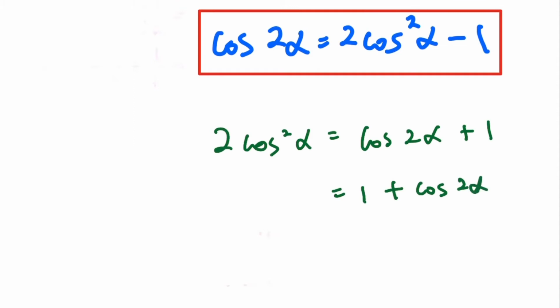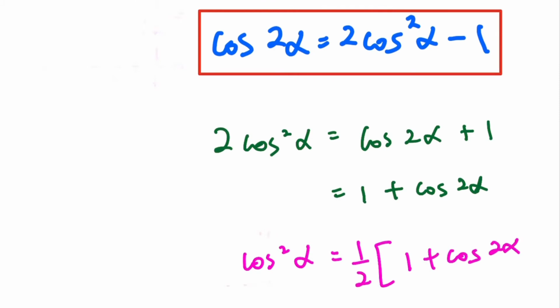So now let's divide both sides here with 2. So we will be left with cos squared alpha is equal to half 1 plus cos 2 alpha. So after this, if you have something with cos squared alpha, you can substitute it with this value here, half in bracket 1 plus cos 2 alpha.